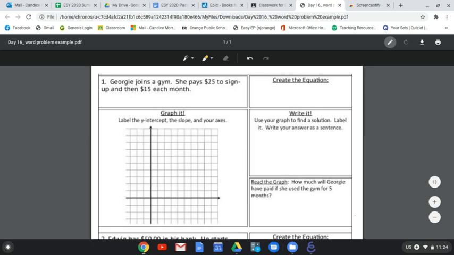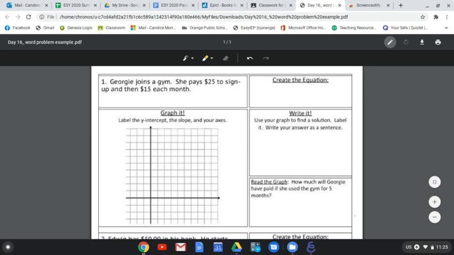Well, good morning, everybody. We're going to be starting something different. Well, not really different, but instead of just doing basic problems that deal with slope-intercept form, we're going to be using word problems to graph, answer the question, and create equations and things like that. So it's going to be a little bit different.